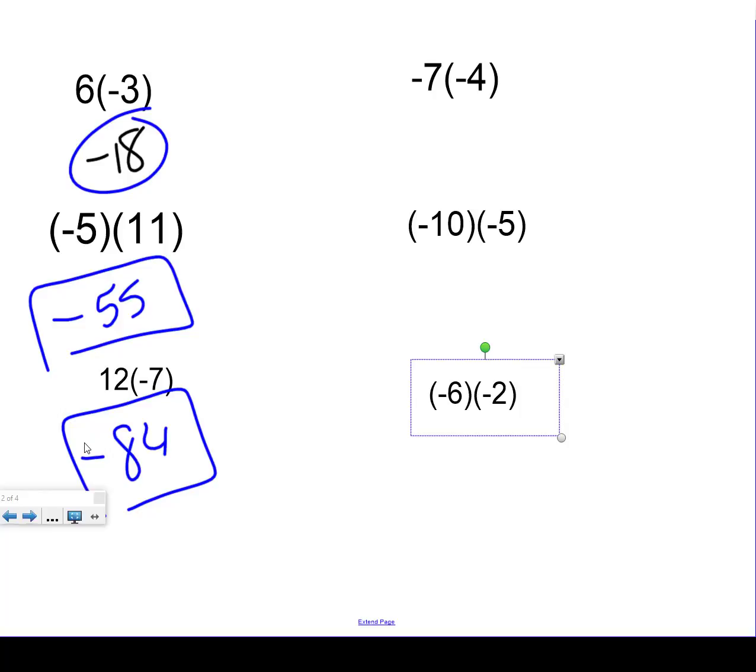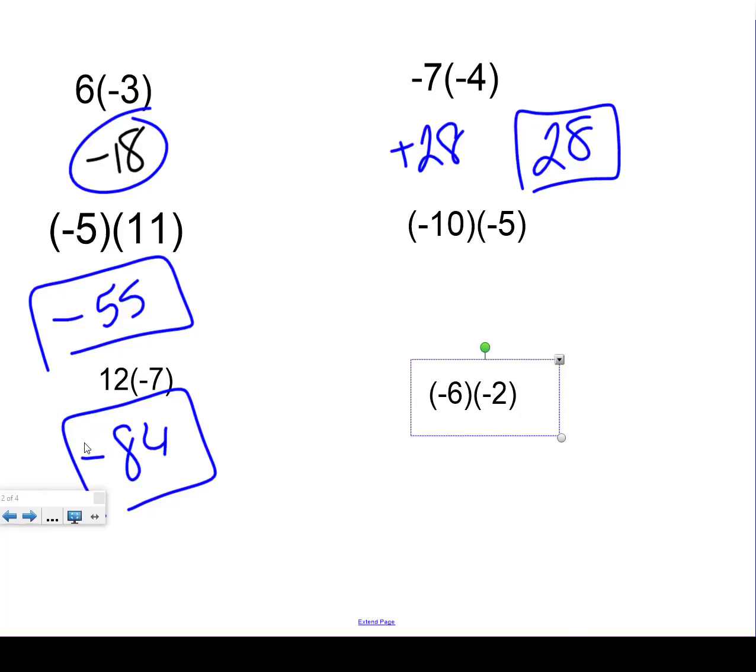Okay. The next one is a -7 and a -4. Well, their signs are the same, so the answer is positive. And notice I don't really have to put a plus sign, but I'm doing it to remind myself that it is a positive answer. And 7 times 4 is 28, so 28 is my final answer.